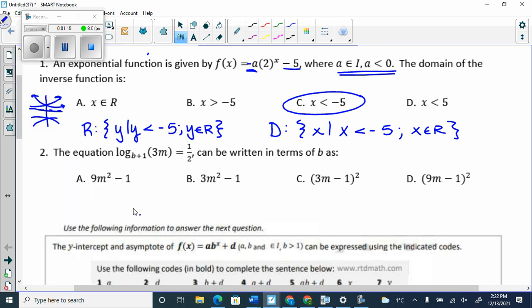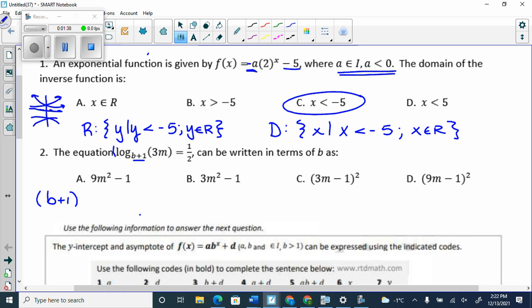Okay, 2. The equation log base b plus 1 of 3m equals a half can be written in terms of... so we have a log, we want b by itself. B is in the base. The only way we can do that is converting it to exponential. There's a 1 in front, so we're golden. We have 1, 2, 3 pieces, so we can convert it right away. So we go b plus 1. The base of my log becomes the base of my exponent.